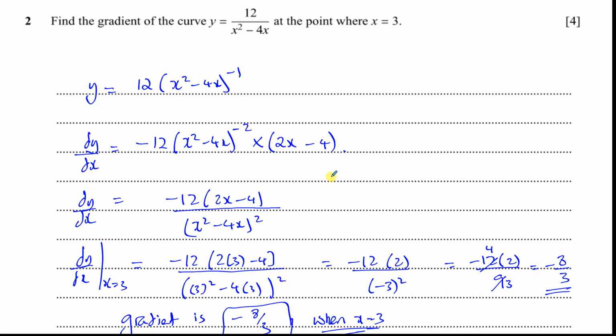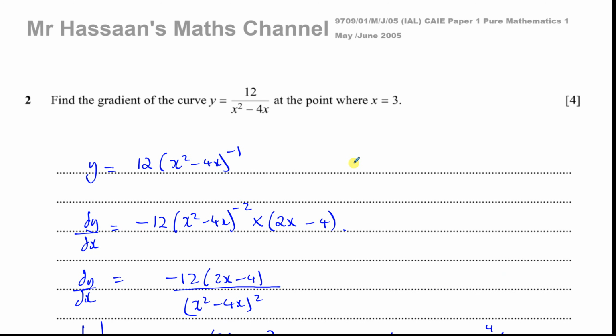So that's a very simple little question, just using the chain rule. Remember, any x terms in the denominator must be written in the numerator. So this whole bracket can be written in the numerator as 1 bracket to the power of negative 1. Then you can differentiate this, multiply by the power, take one from the power, and multiply by the differential of what's inside the function.